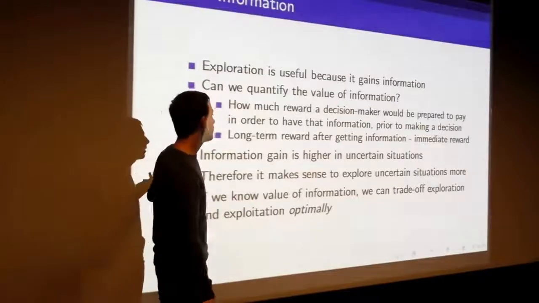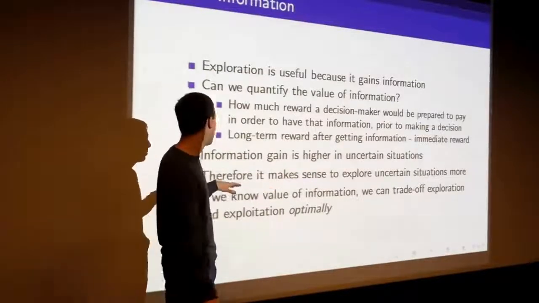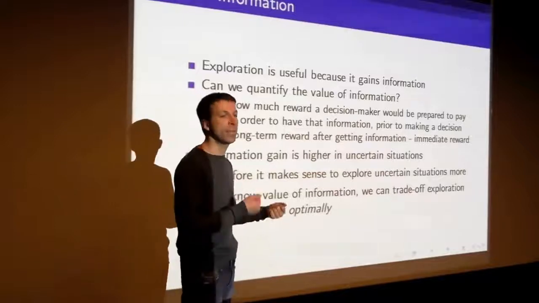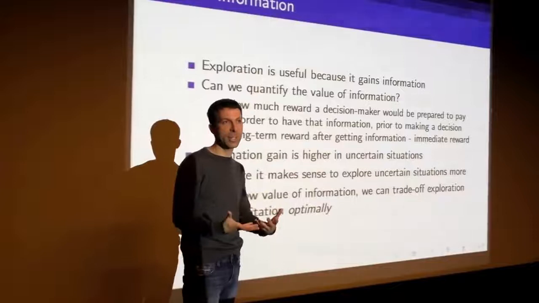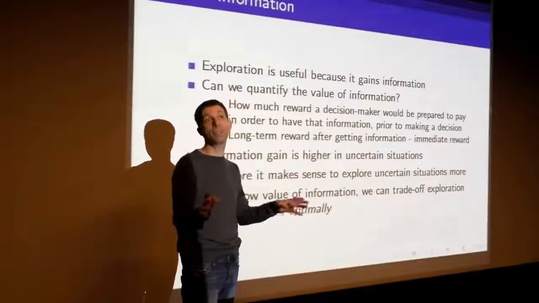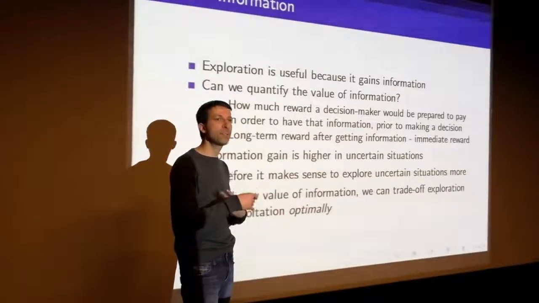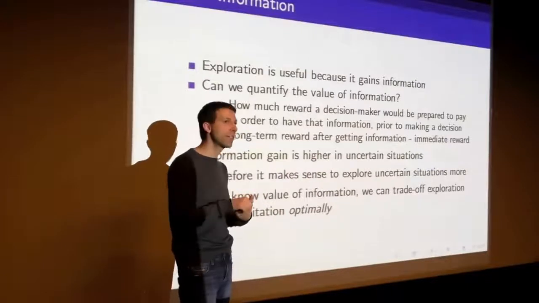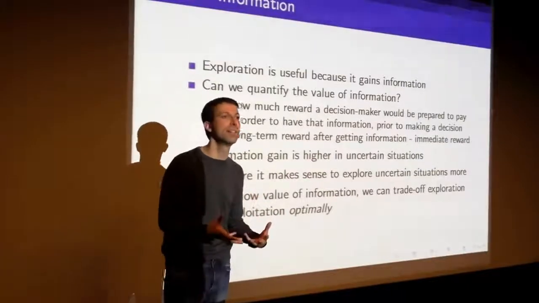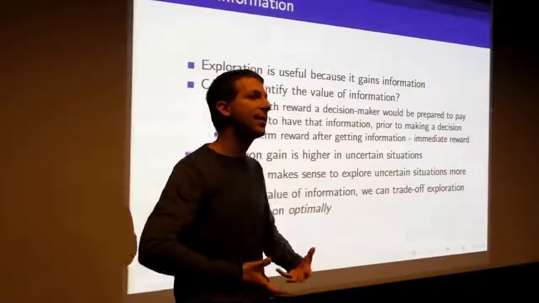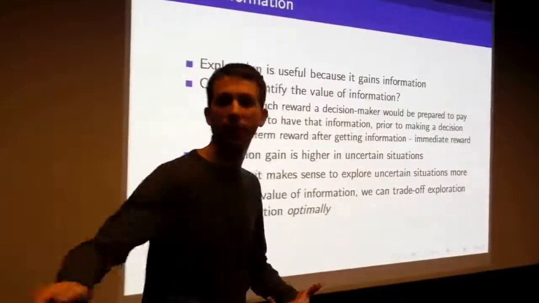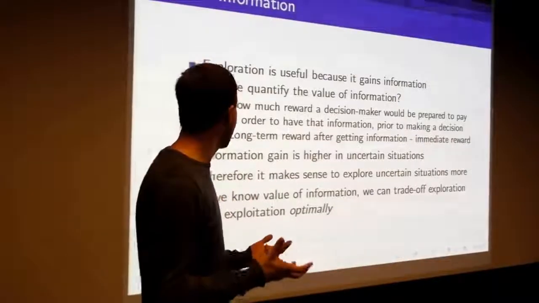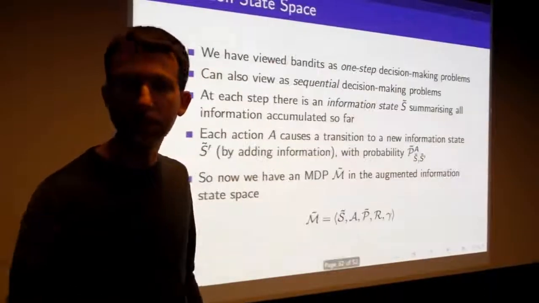So what we want to do is explore uncertain situations more, but we want to do this optimally. We really want to figure out the perfect way to balance exploration and exploitation. Everything we've seen so far is, in some sense, a heuristic. Upper confidence bounds, it's a heuristic. Thompson sampling, it's a heuristic. In the more complicated cases, those heuristics start to break down, particularly when we look at full MDPs. So what's the real best way to trade off exploration and exploitation?